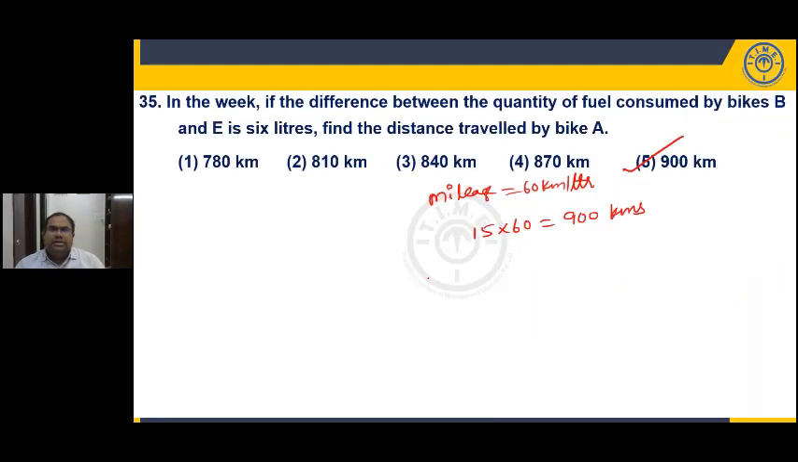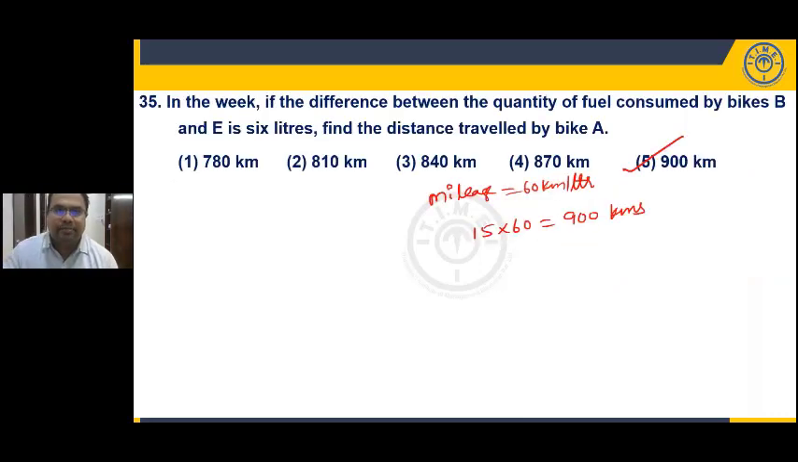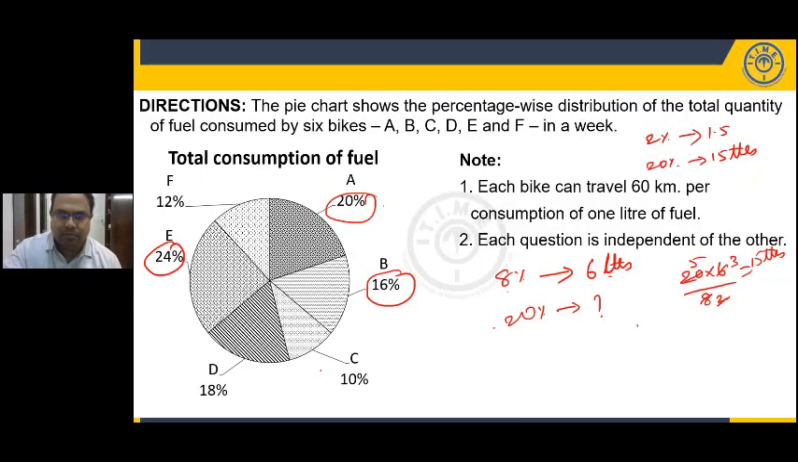So difference in consumption of B and E. B, E consumption difference 8%, 6 liters. A consumption 20%, how much? 15 liters. Into 60, 1 liter 60 kilometers, into 60 you do 900 kilometers. That's the distance traveled by A. Okay. Any questions here? Correct. Let's move ahead.